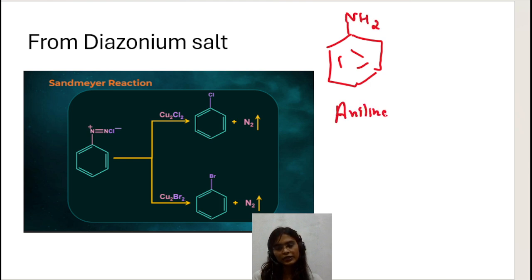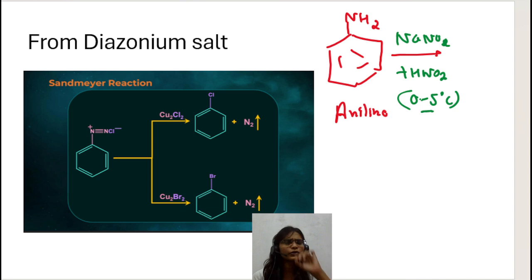This is my aniline. And to the aniline, if you add NaNO2 in the presence of some acid, that is HCl, at 0 to 5 degrees Celsius. In this case, the temperature has to be very, very low. If you increase the temperature, we do not end up with a good diazonium chloride. After all these things, mechanism is important. Yes, it's not important here. In the upcoming classes, we are going to discuss the mechanism part as well.